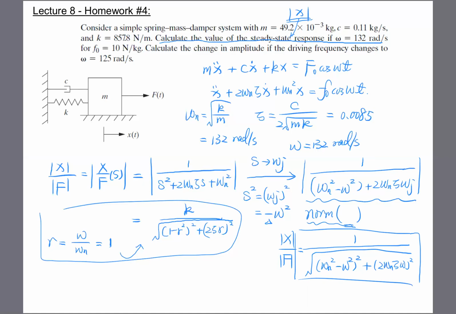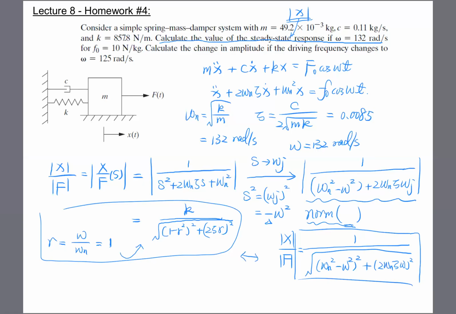So that means you have 2 ways to calculate the amplitude of this transfer function. You can either find the right equation from your lecture notes, or you can use the definition for the Bode plot, just replacing s by omega j. Eventually, you're going to get the same solution.